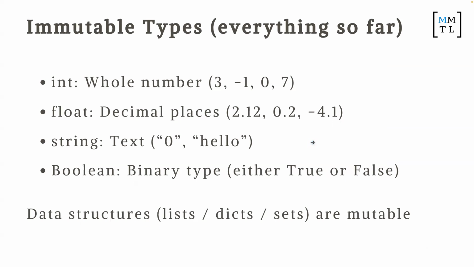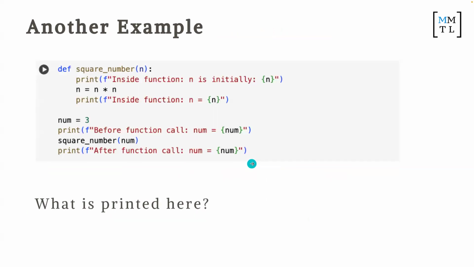So everything we've learned so far are immutable. So x equals 3, but x can be 3.5, and it wouldn't be mutable if you pass it into a function. It can be a string, it's not mutable. If it can be a boolean, true, false, it's not mutable.